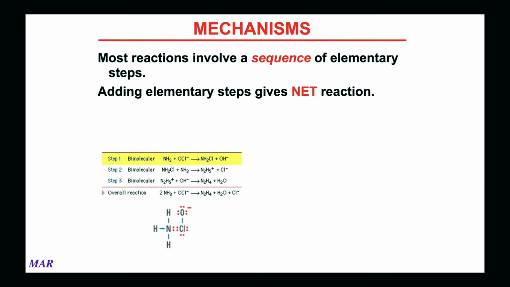Hydrazine is formed in aqueous solution in a 3-step process, each step being bimolecular. First, a molecule of ammonia reacts with a hypochlorite ion to form chloramine and a hydroxide ion. Next, the chloramine reacts with a second molecule of ammonia to form a charged species with a nitrogen-nitrogen bond. Finally, the charged species reacts with a hydroxide ion to form hydrazine and water.